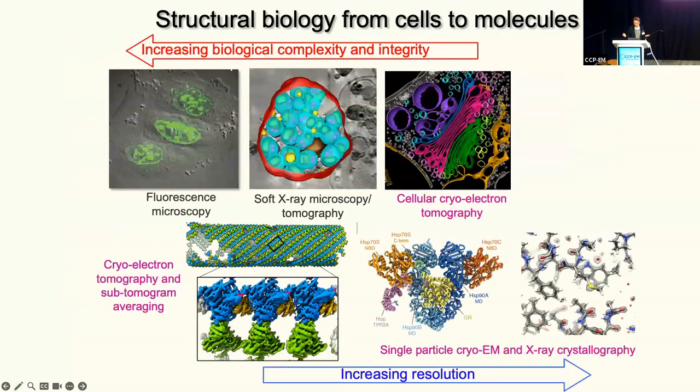This is just covering the range of things that the field can cover, starting with fluorescence, obviously, and going all the way to atomic structure. And CCP-EM really has covered most of this. Here. Can you see my pointer? It might be easier if I just do it on screen. So most of this is covered by what CCP-EM does.